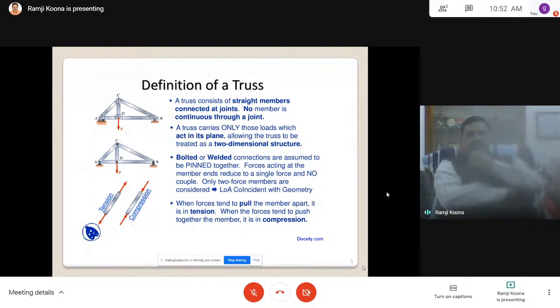Forces acting at the member ends are reduced to a single force and no couple. Why? Because at the pin joint all the forces are intersecting, so there is no question of any moment, only the forces. That's why in a concurrent or coplanar concurrent system, we have three equations: sum of forces in the x direction is 0, sum of forces in the y direction is 0, and moments about a particular point is 0.